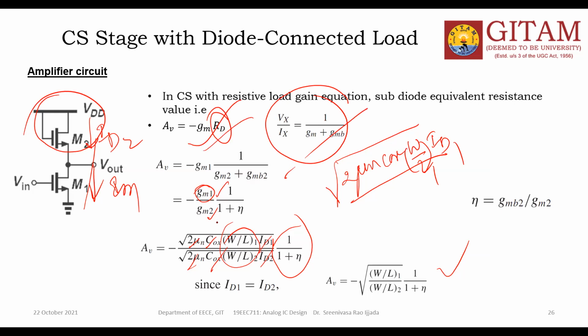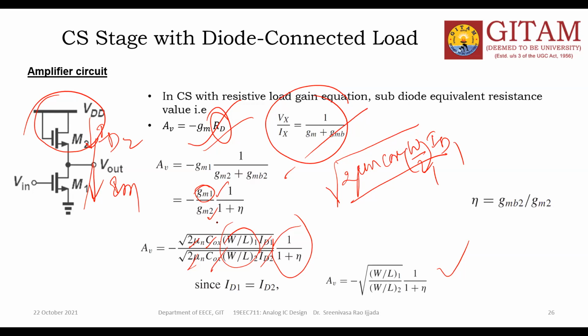So for clarity, to avoid confusion, for the first device write the subscript 1, and for the second device write the subscript 2, for each parameter. Then you got gm1 by gm2 into 1 by 1 plus η.